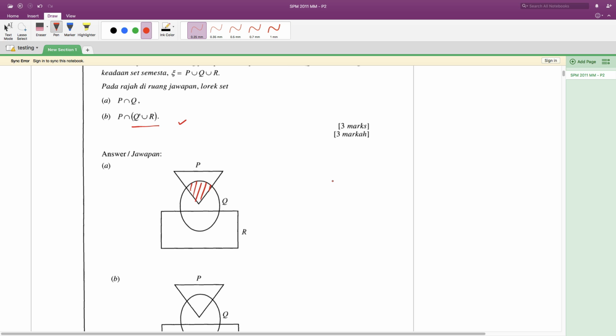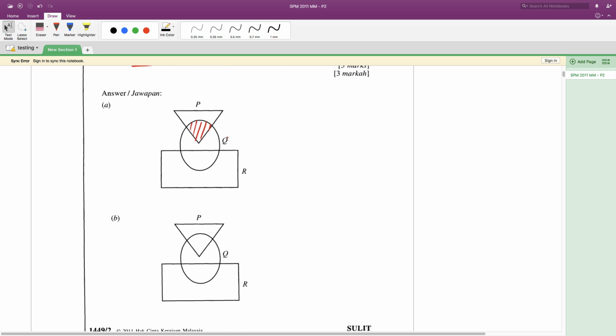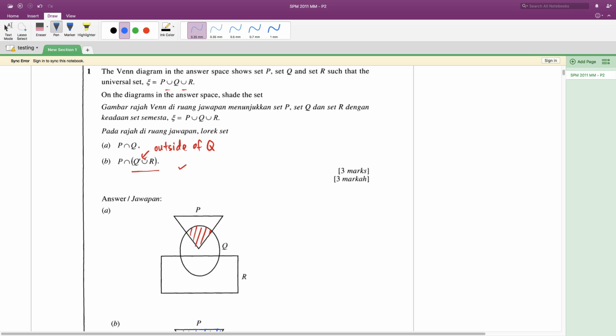Okay, Q complement union R means what? First, you have to understand what complement means. Do you see a dot here? Do you see a dot? The dot over here actually means outside of Q. Outside of Q. So if outside of Q, this is Q, I'm going to use blue color. So outside of Q is all the part here. Whatever's outside of Q here, in the question, outside of Q union R.